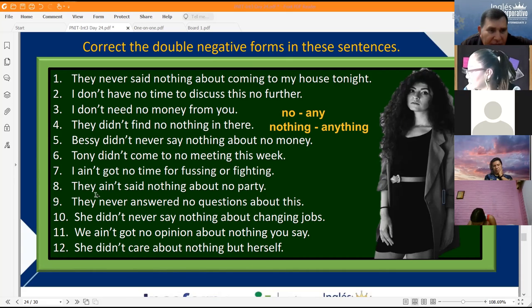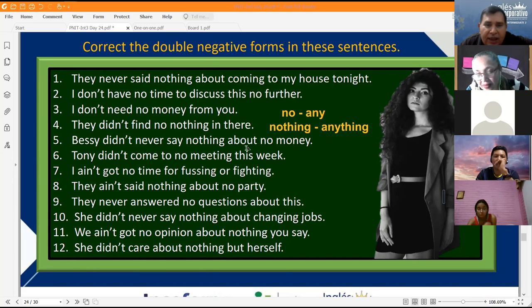I haven't said, they didn't say in that case, or haven't said anything about anybody. They never answered any questions about this. She didn't say anything about changing jobs. Okay, if you see didn't and never together, eliminate didn't or eliminate never. You cannot have the two. Bessie didn't say anything about any money. Or you can say, Bessie never said anything about any money.